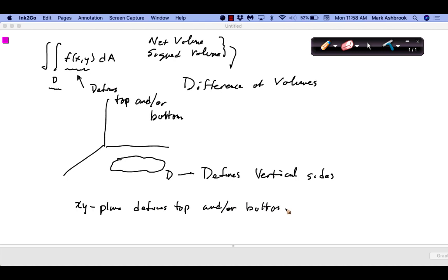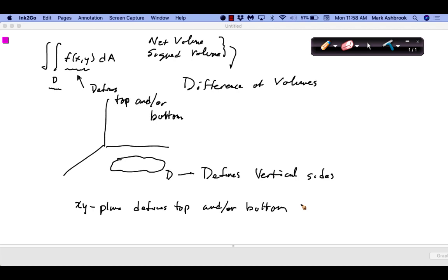Just depending on what f is, right? So depending on the values of f, whether it's positive or negative, tells us if it's the top or the bottom of this solid, and then whether the xy plane is the top or bottom of the solid. So it's net volume, but there's a lot more to it than that, right? So you have to have a good image of that.